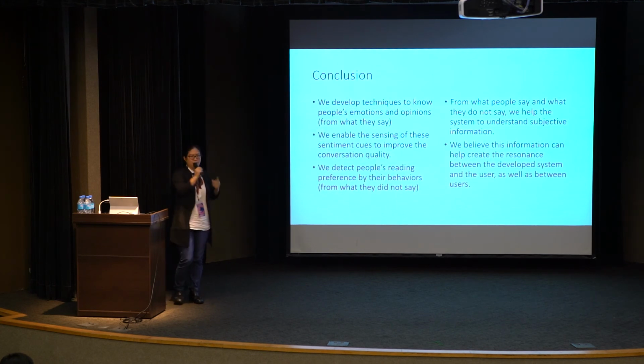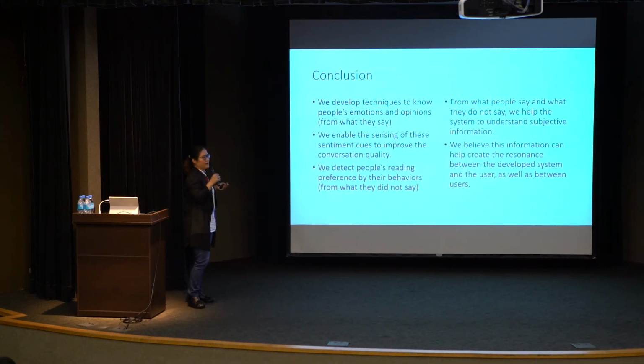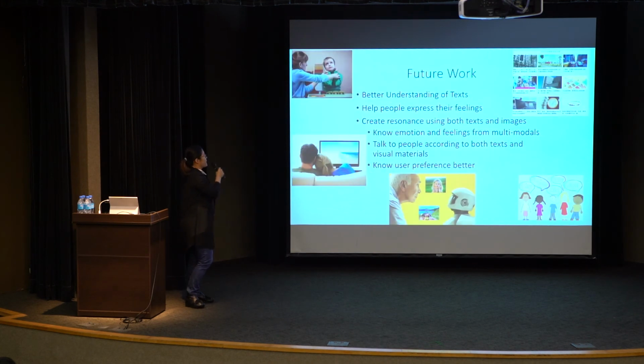OK, so we now have trying to create resonance, either from what users express, from what users tell us, and from what users didn't tell us. So we believe that by modeling this subjective information and also the preference, we can make the future system more available or more easy to use for users. And I'll conclude my talk with some of our future directions.